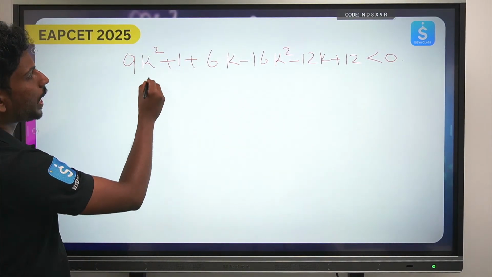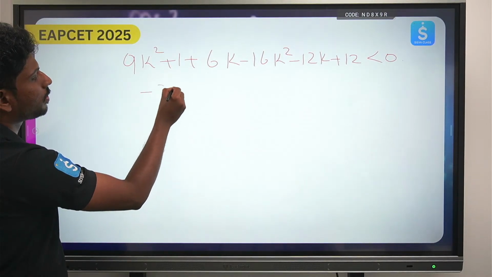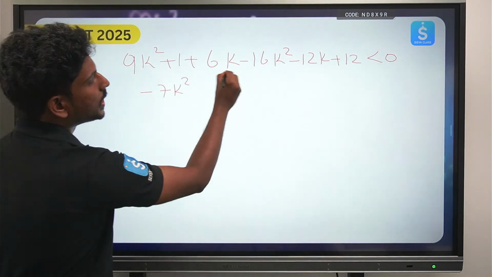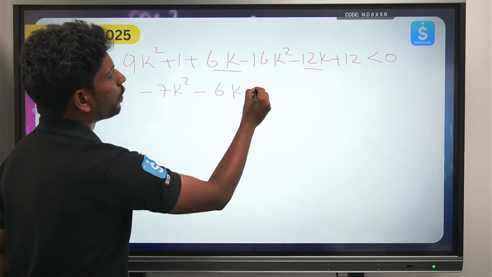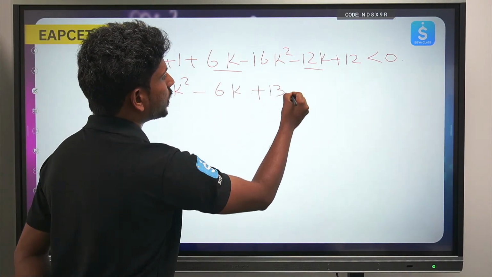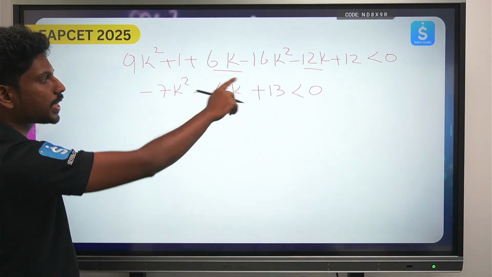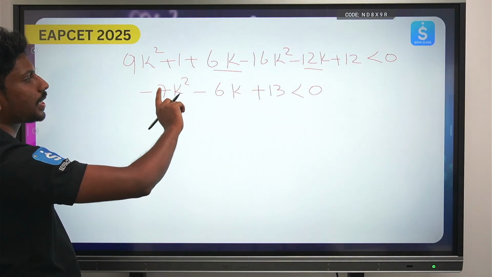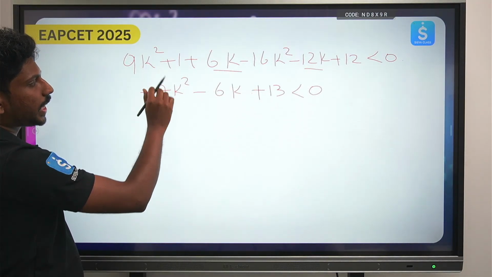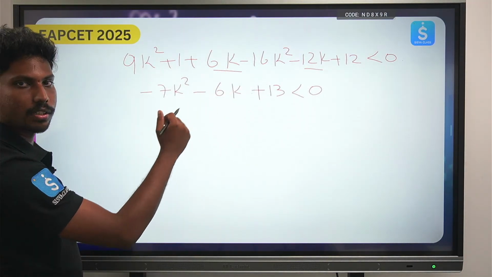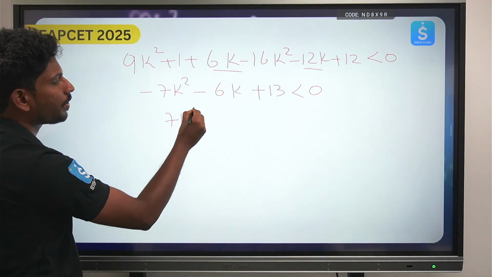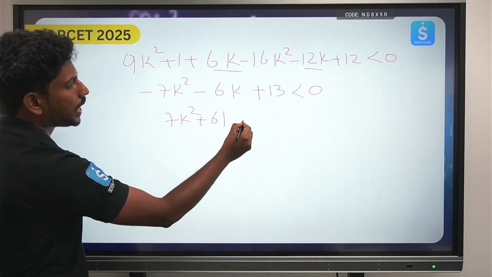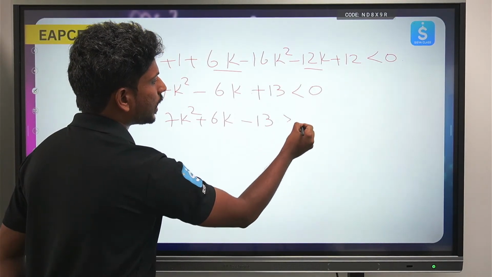Now we have 9k square minus 16k square, this will be minus 7k square, 6k minus 12k will become minus 6k, 12 plus 1 is 13, which is less than 0. So if you see here, this is in the form of minus, so just multiply by the negative sign so that the inequality changes. So that will become 7k square plus 6k minus 13 is greater than 0.